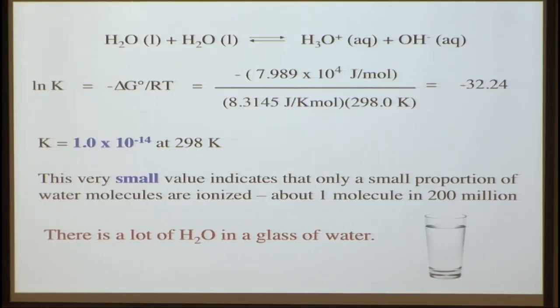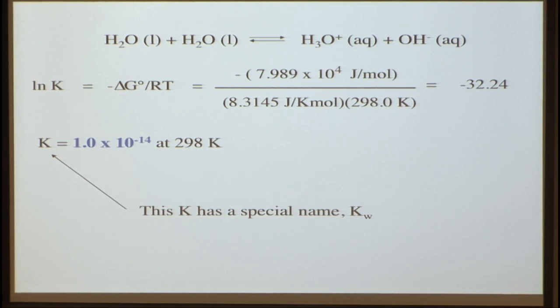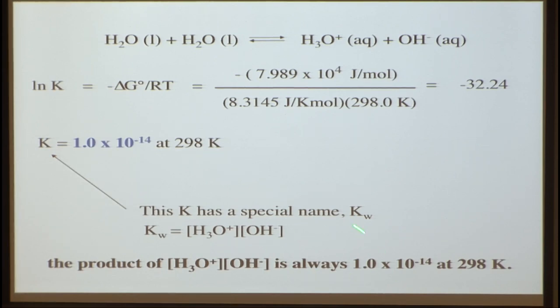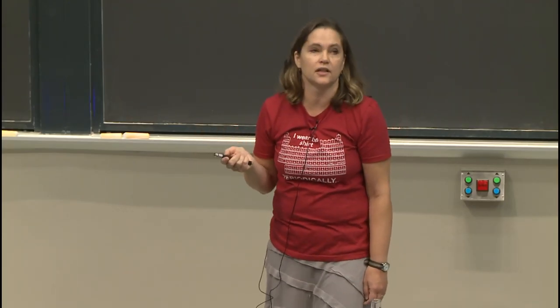Part of the reason you're likely to have this value of K memorized is because it has a special name. This K is called Kw, for water. So that's easy to remember. And Kw, the equilibrium constant for water, is equal to the hydronium ion concentration times the hydroxide ion concentration. Since this is an equilibrium constant, at constant room temperature this will always equal 1.0 times 10 to the minus 14th. This product is always going to be this at room temperature. That is why it's going to turn out to be important, because you're going to use that information in solving a lot of problems.